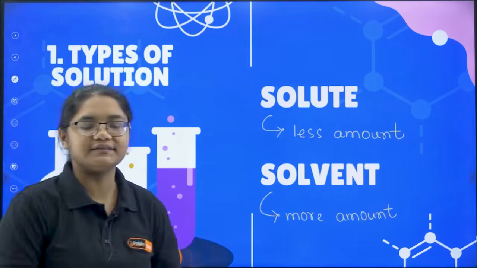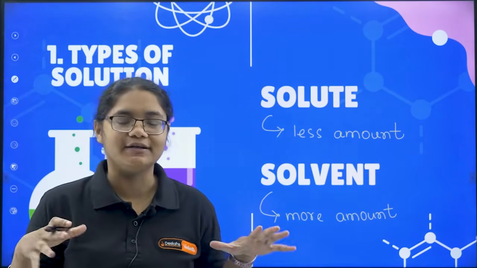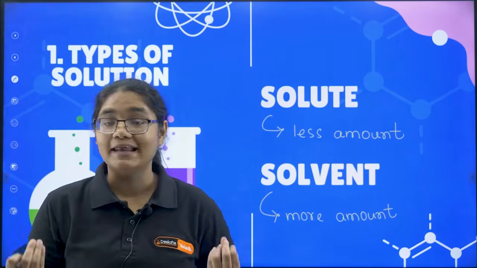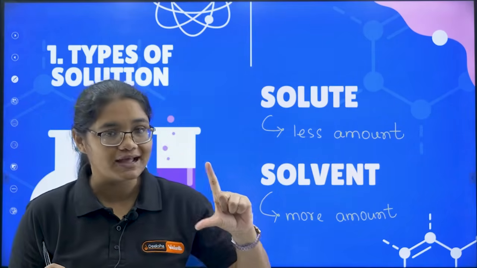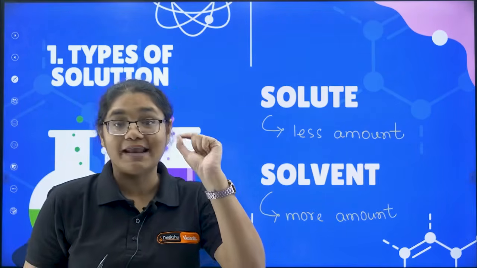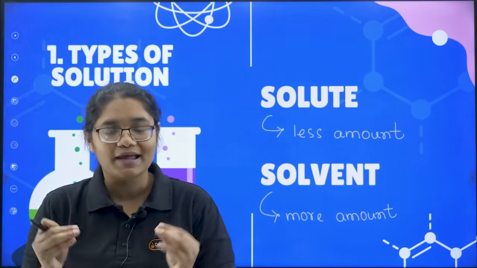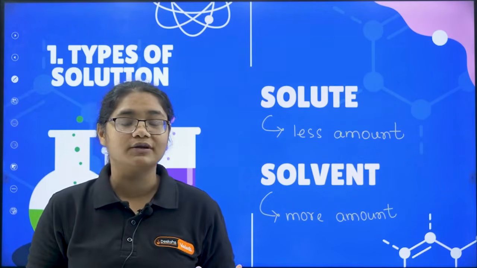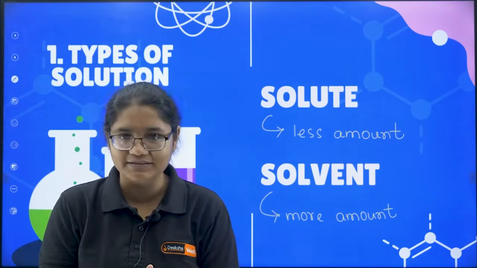I'll give you an example. Suppose you are preparing lemon water. It's a very hot and sunny day. You want to prepare lemon water for your guest. So what will you do? You will take 1 glass of water and squeeze a few drops of lemon in that. So lemon drops are present in less quantity, so that is your solute, and the 1 glass of water which is present in more quantity will be your solvent. I hope this is clear.